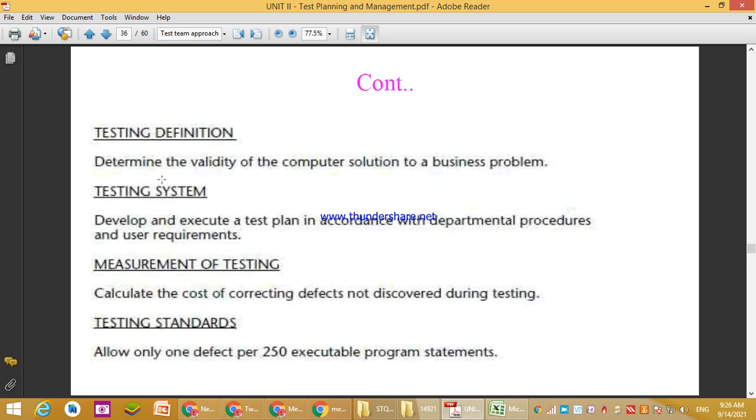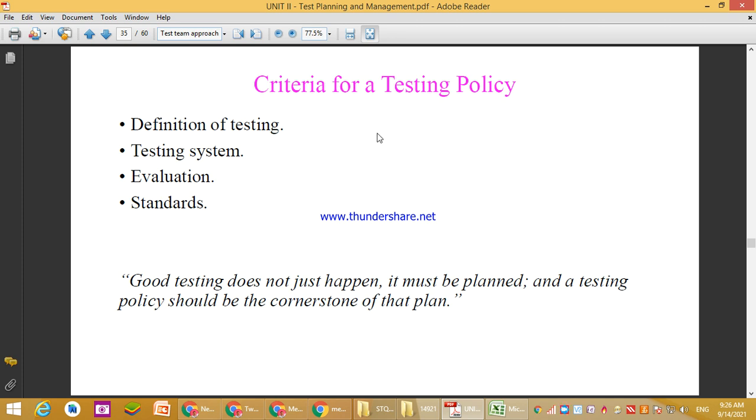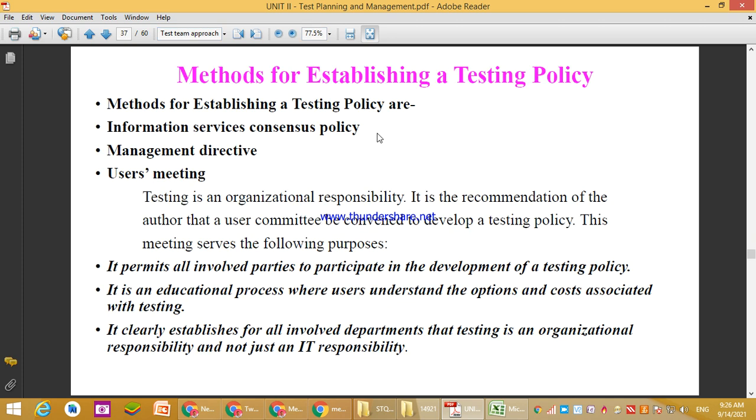What is the testing definition? Determining the validity of the computer solution to a business problem. What is the testing system? Develop and execute a test plan in accordance with departmental procedures and users' requirements. Measurement of testing: calculate the cost of correcting defects not discovered during testing. Last one, testing standards: allow only one defect per 250 executable program statements. Keep in mind these things. Okay. What is this? This is nothing but criteria for testing policy, right? Which everyone has to follow.